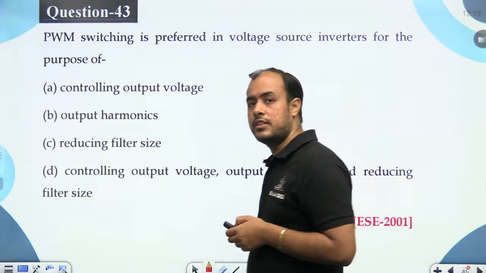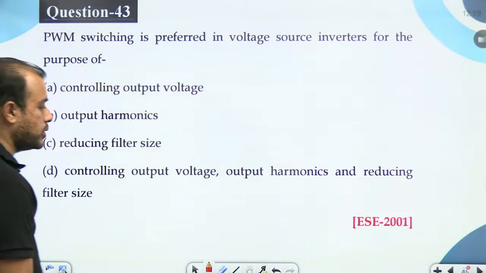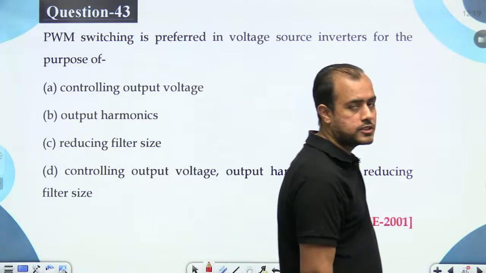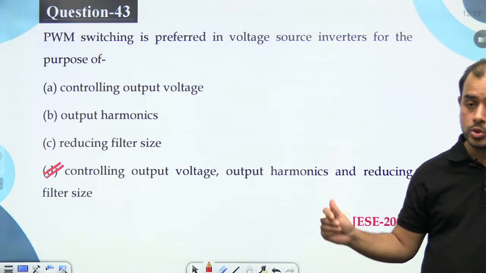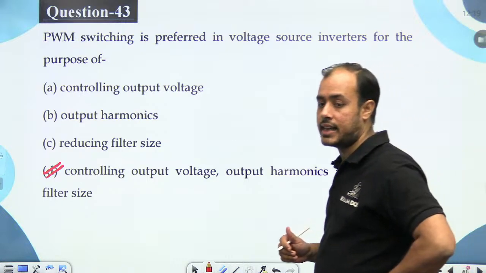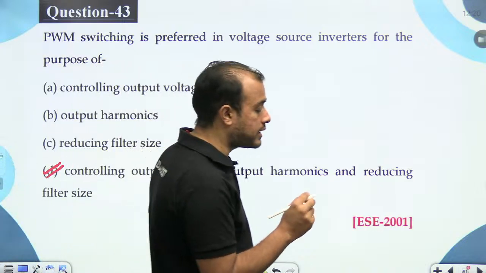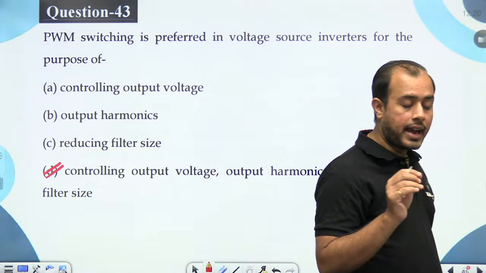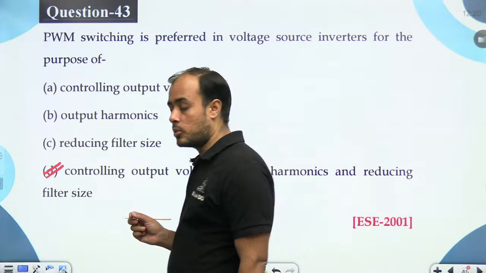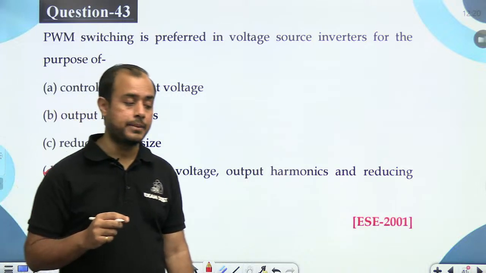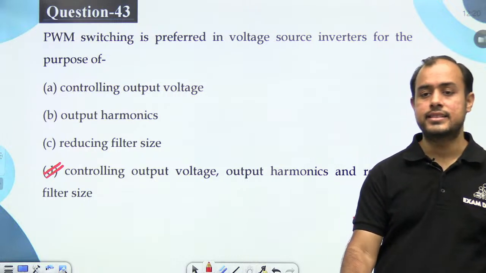PWM switching is preferred in VSI for the purpose of. Why do you prefer PWM switching? Why do you use pulse width modulation? To control output voltage, reduce the harmonics and reducing the filter size. By the method of PWM, lower order harmonics are eliminated, okay, and the harmonics that remain are of higher order. And since the frequency of harmonics is high, the filter size is less.